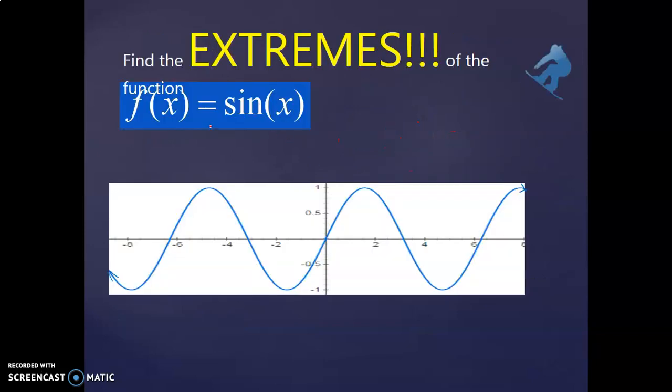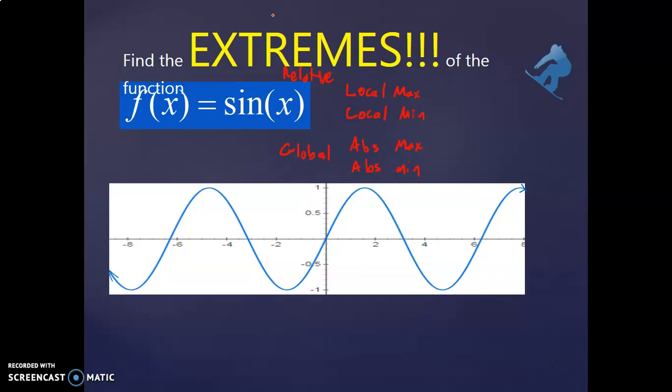So if we think about the sine function and we want to find the extremes, and remember if it asks you to find the extremes or the extreme values, it's looking for 4 things. It's looking for a local max, a local min, and again, local is the same as relative. And then it's also going to ask for an absolute max and an absolute min. Another name for absolute is global. So if you see relative or local, those mean the same thing. Global or absolute, those mean the same thing.